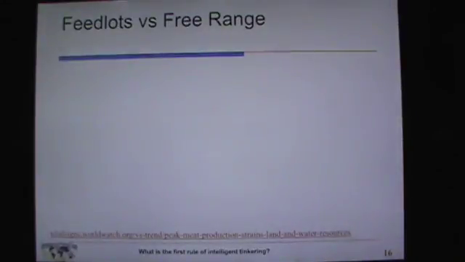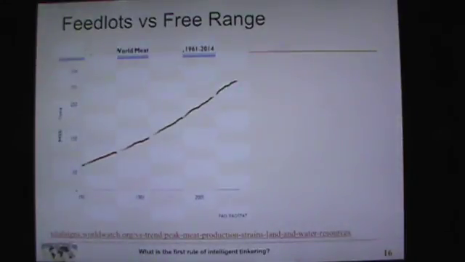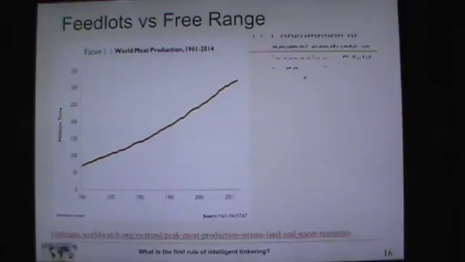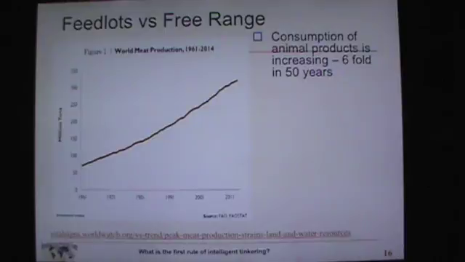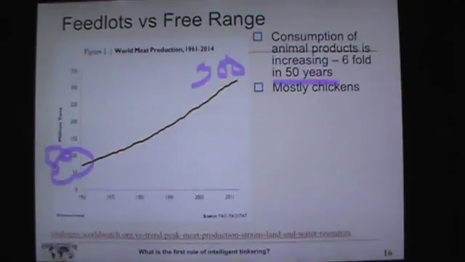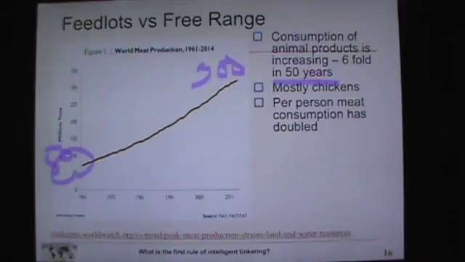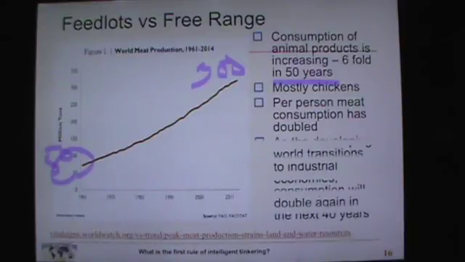So what's a feedlot as opposed to a free range animal? Well, world meat production increased tremendously, by millions of tons from 1961 to 2011. Consumption of animal products is increasing. It's increased sixfold, from about 50 million up to 300 million tons per year. Mostly this is chickens. Per person, the meat consumption has doubled, though, much healthier than we used to be.